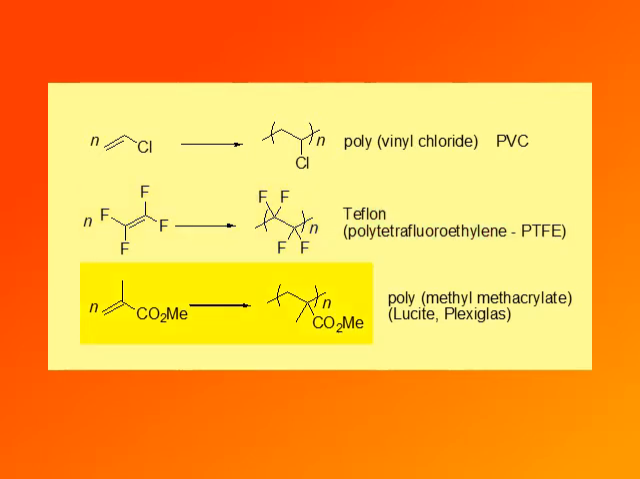And then this polymer is, or monomer, to start first with monomer, it's methyl methacrylate. And so polymer is poly(methyl methacrylate). That one has glass-like properties, and it's sold under trade names as Lucite or Plexiglas.